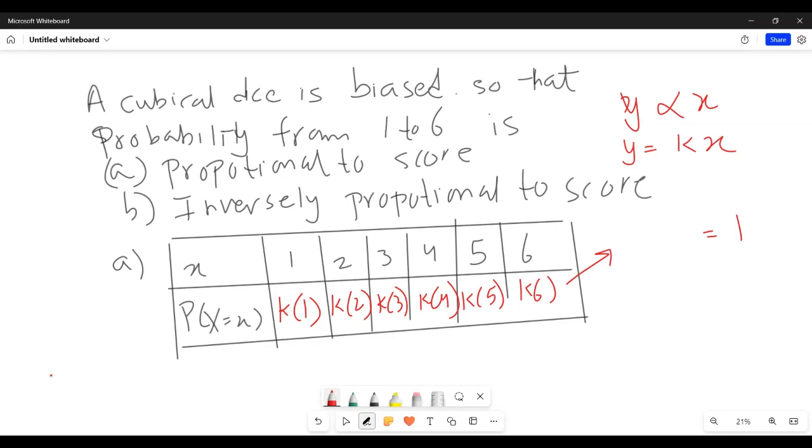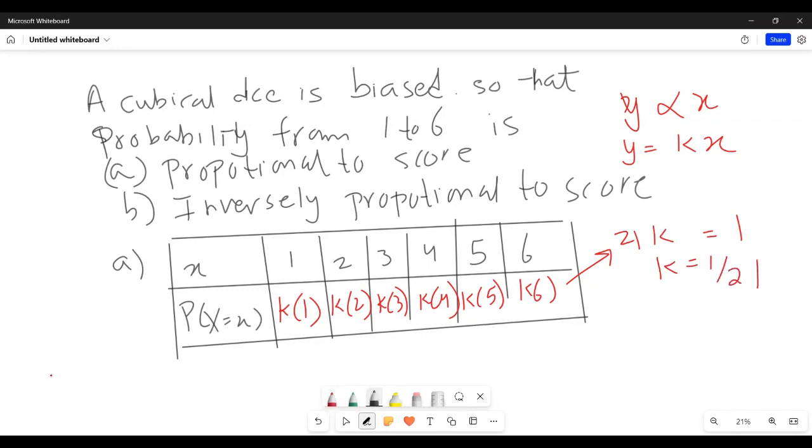It is... पता नहीं, मैंने लिखा ही नहीं हुआ. Let's count 6. 21k. So k will be equals to 1 upon 21.